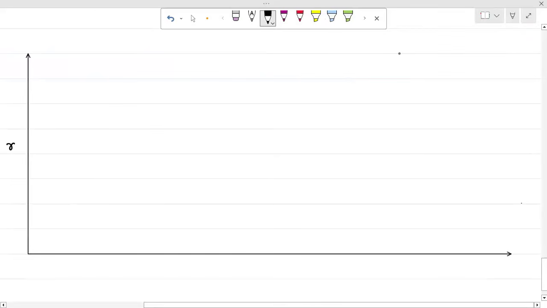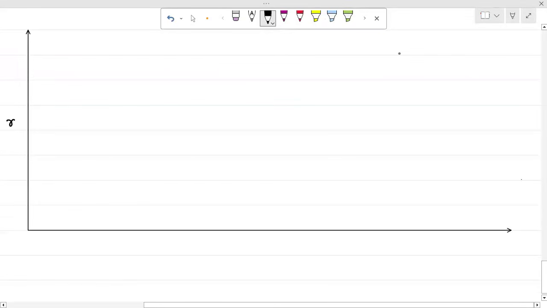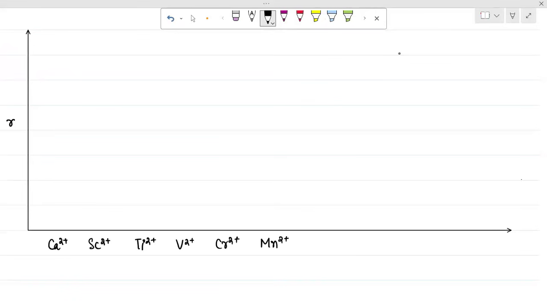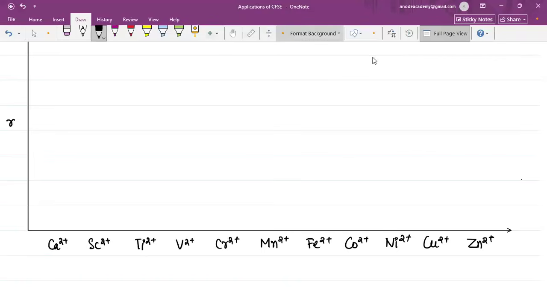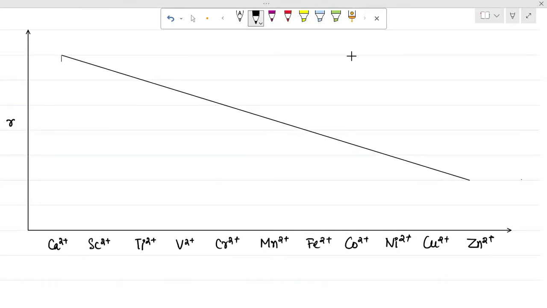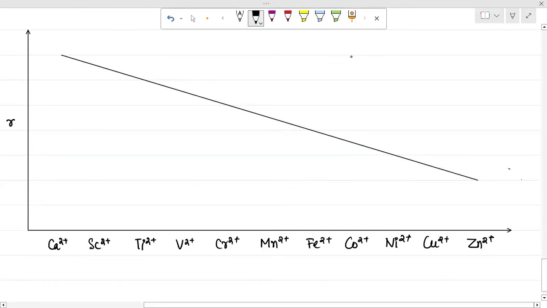Okay, let's say you have size R. Okay, and we start from calcium +2, scandium, titanium, vanadium, chromium, manganese, iron, cobalt, nickel, copper, zinc. Okay. Now listen, what we expect is as you move from left to right, your size along a period decreases, right? This is a linear trend that you expect. As you move from left to right, your size decreases. This is what you normally expect. But that is not the case.